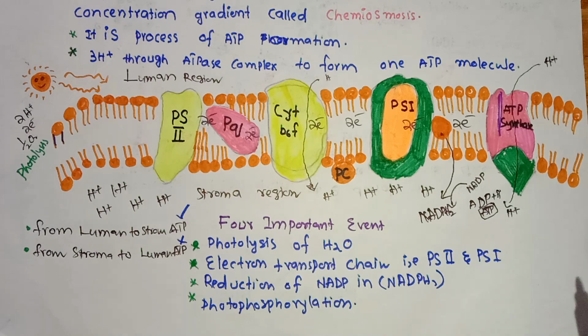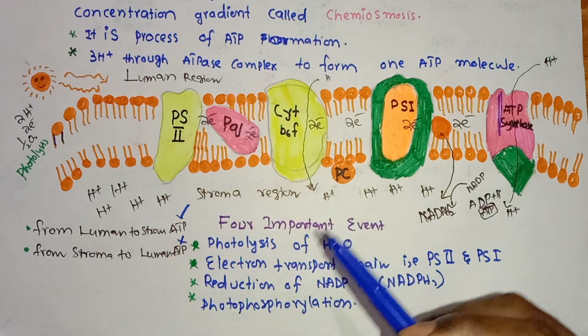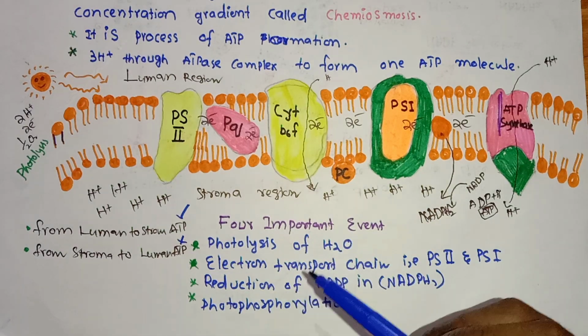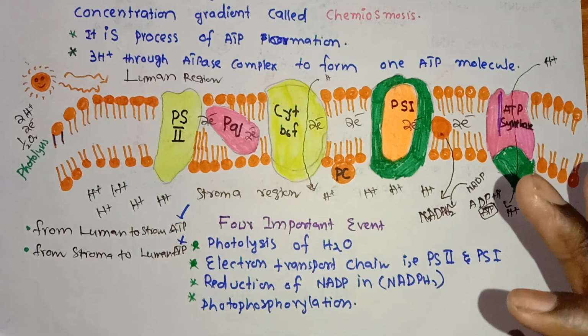Now this is about the electron transport chain and we have also discussed the reduction of NADP. Now how NADP is reduced to form NADPH. So this also we have discussed, and lastly we have discussed photophosphorylation. Photophosphorylation means formation of ATP by using light energy. As we have discussed, this is the last step of formation of ATP, that is chemiosmosis. It is also called photophosphorylation because in this, by using the light energy, they make ATP and NADPH. So this is overall about the light reaction.